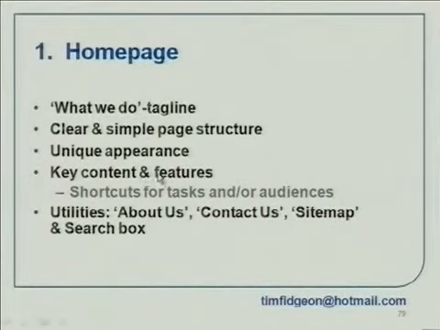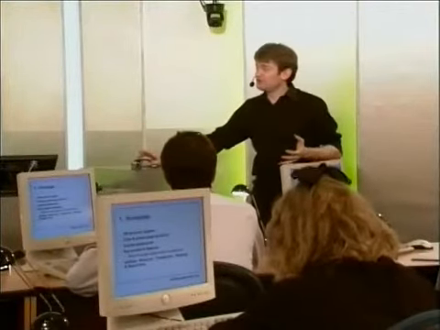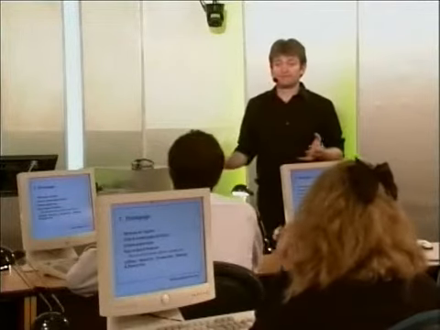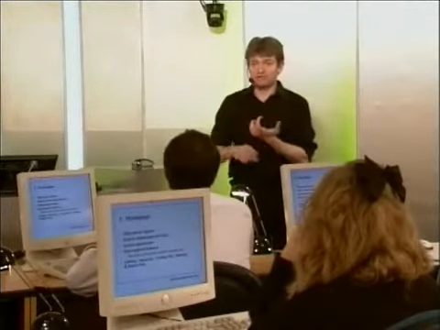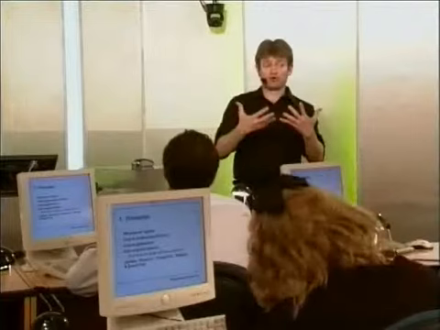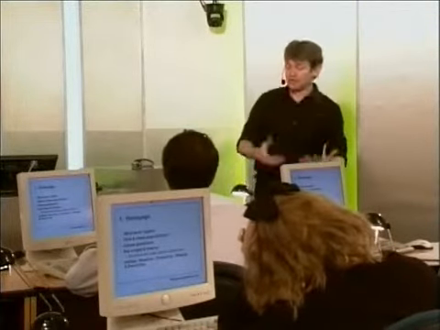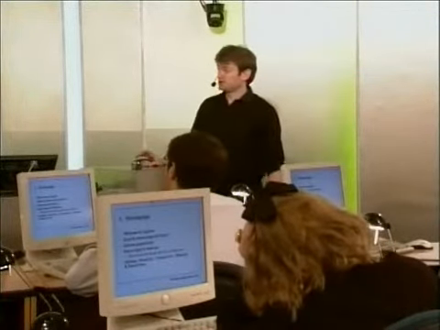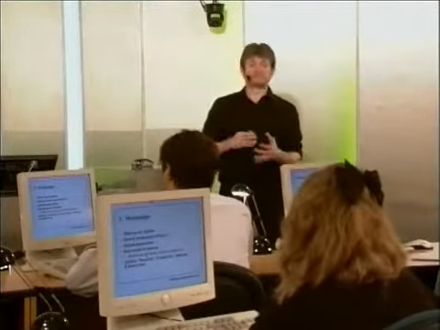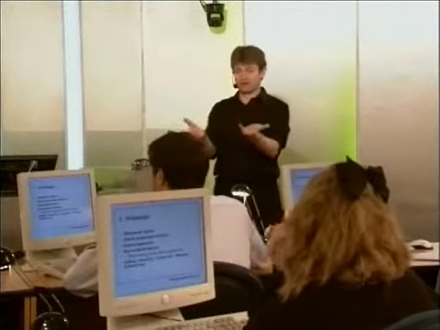Key content and features. This is really the place where, if you were to assume that the home page is where people start most of their visits, which may or may not be a valid assumption with search engines, but that's neither here nor there, then what you want to do is highlight key content, interesting content that's been posted recently, recent case studies, that makes you look like you're someone with something to offer, and also, of course, shortcuts or direct access to the sexy bits, whatever the sexy bits of your site may be.